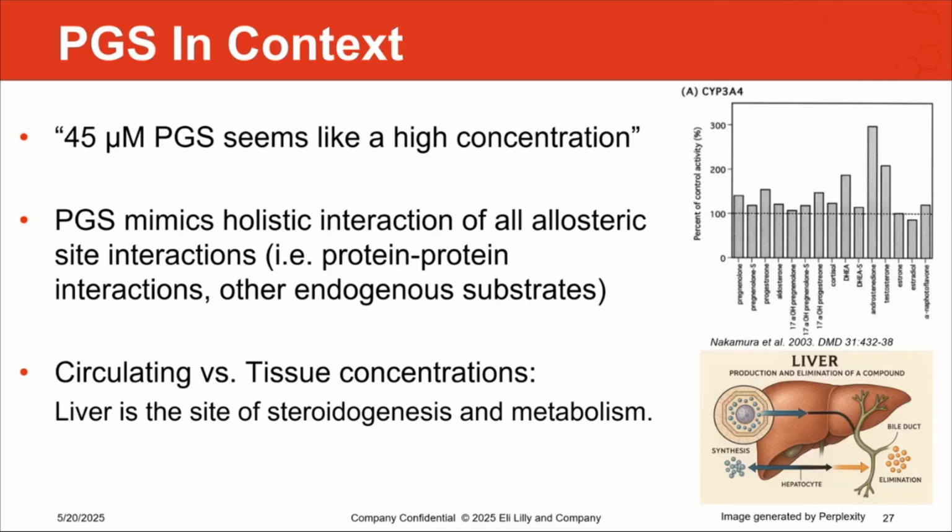The other thing to keep in mind is that circulating concentration is much different than tissue concentrations. The liver is a site of steroidogenesis and metabolism, and so there's likely a much higher accumulation of steroids than what we see in the systemic circulation. So levels could be quite a bit higher than what we typically associate with the systemic circulation.